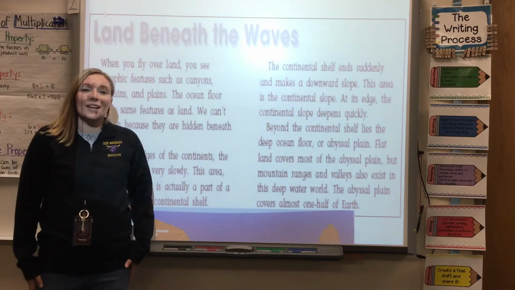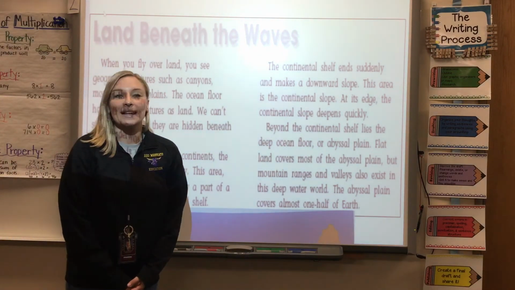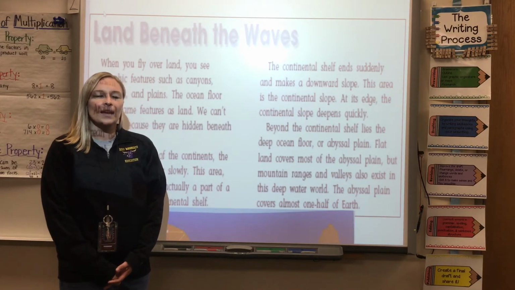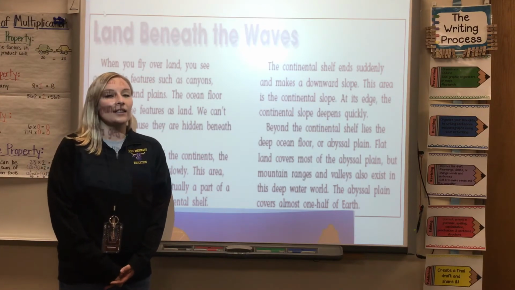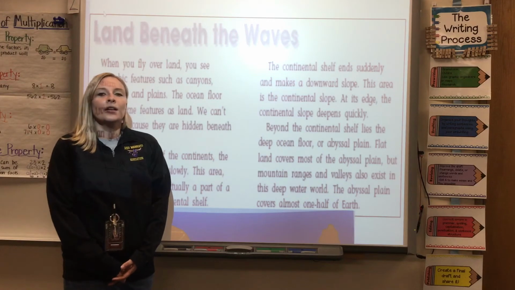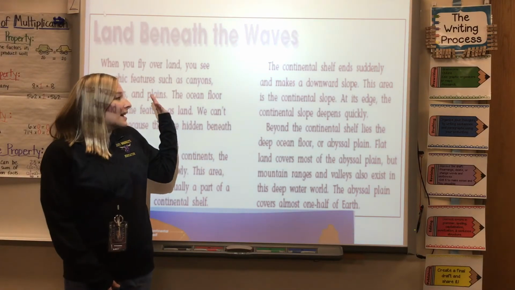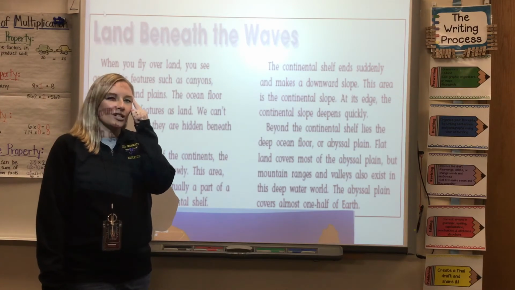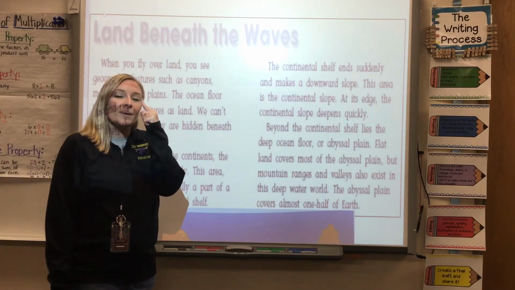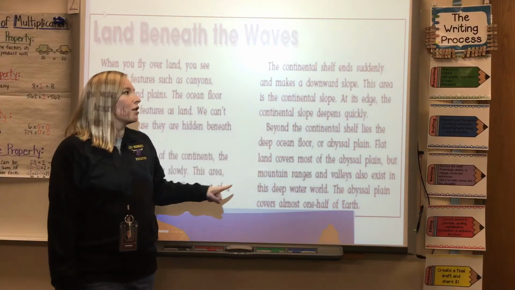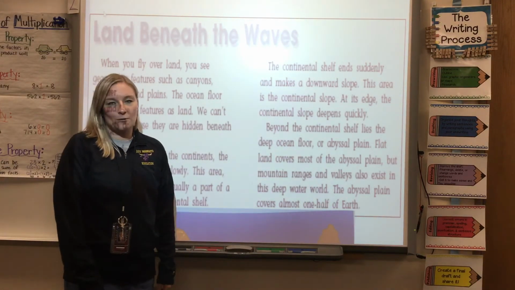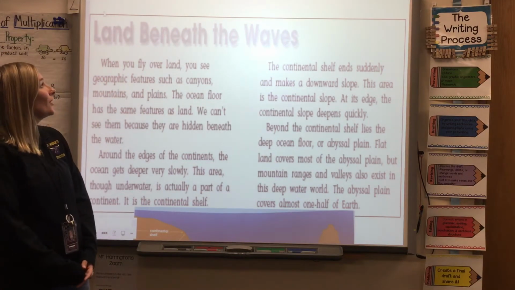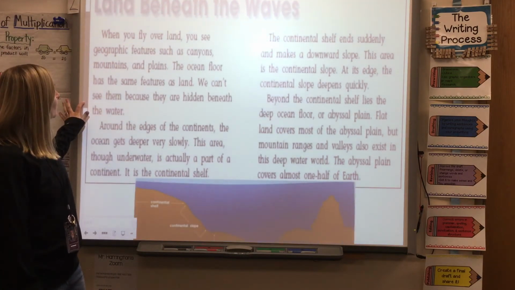Today for reading, we're going to again be talking about main idea and details. But today, when we find the main idea, it's going to be something called an unstated main idea. That means that the main idea isn't found in the paragraph. We have to make a prediction or an inference of what the main idea is based on what the paragraph is about. Okay? So today we're going to read a story called Land Beneath the Waves.